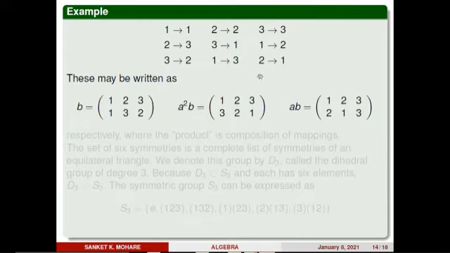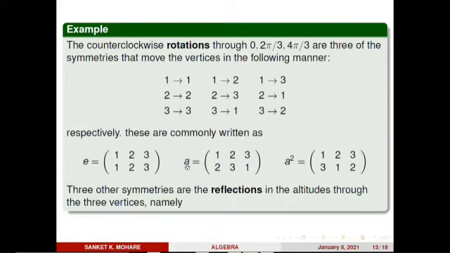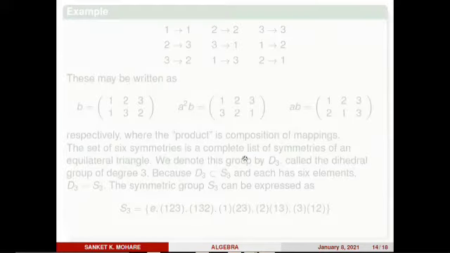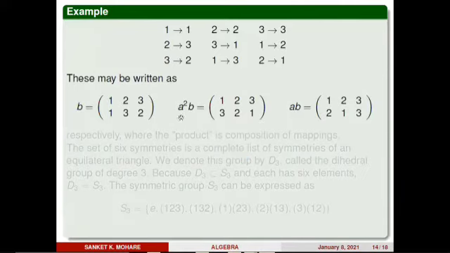Similarly, AB. Okay, this can be written in this format. 1 goes to 2, 2 goes to 1, and 3 goes to 3. Now here I noted this symbol as A square B, AB. Okay, why? If I operate A on A, then I obtain A square, and A square is nothing but this value. Okay. Similarly, if I operate A square on B, then I get this one. If I operate A on B, then I get this one.